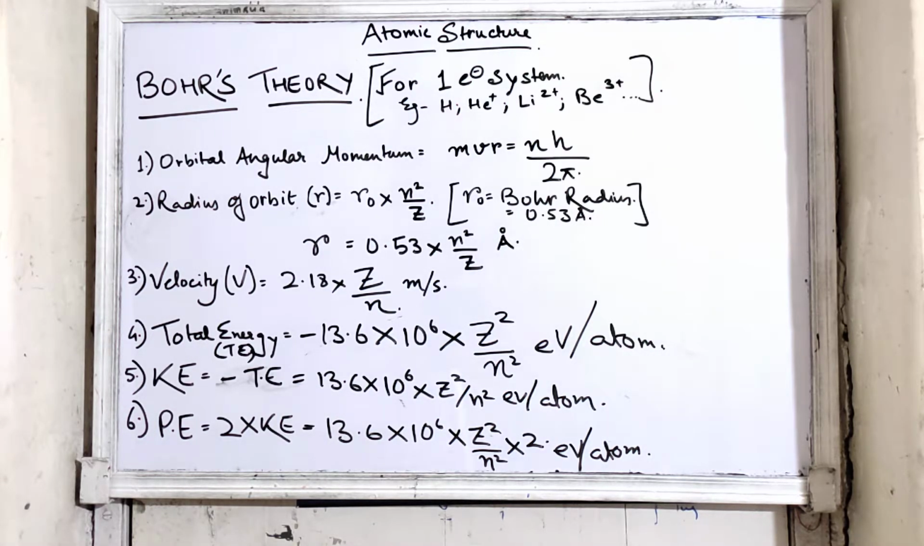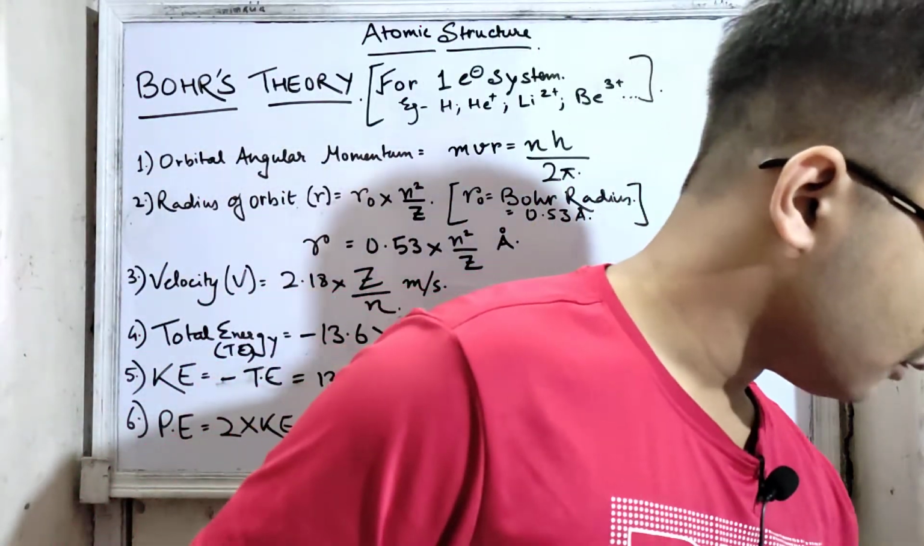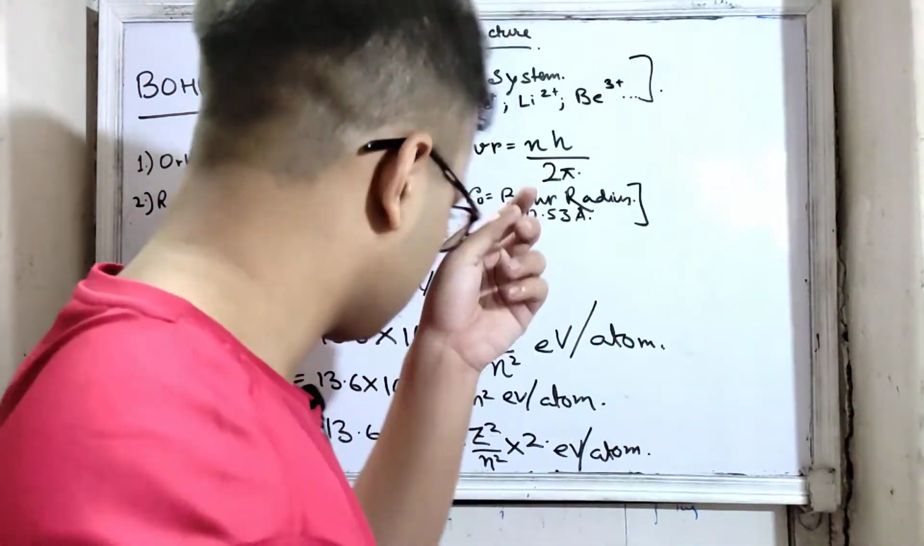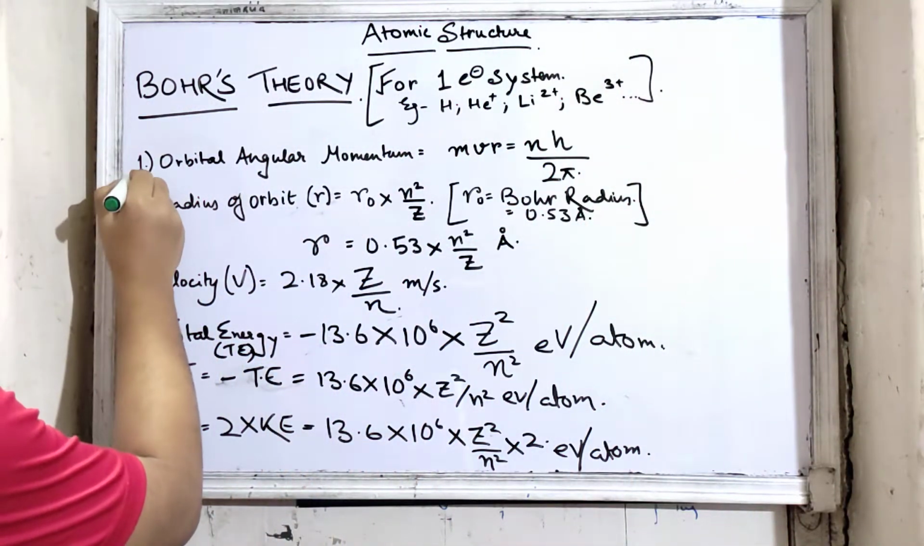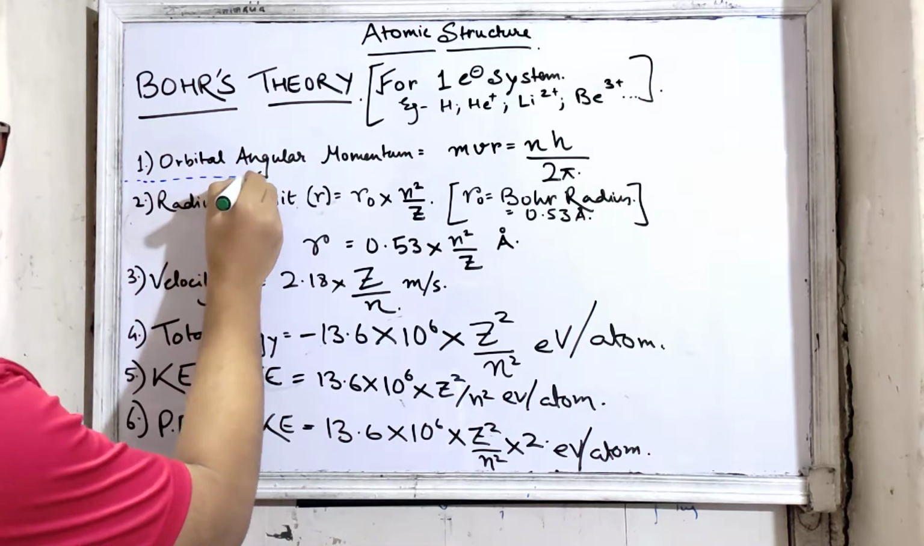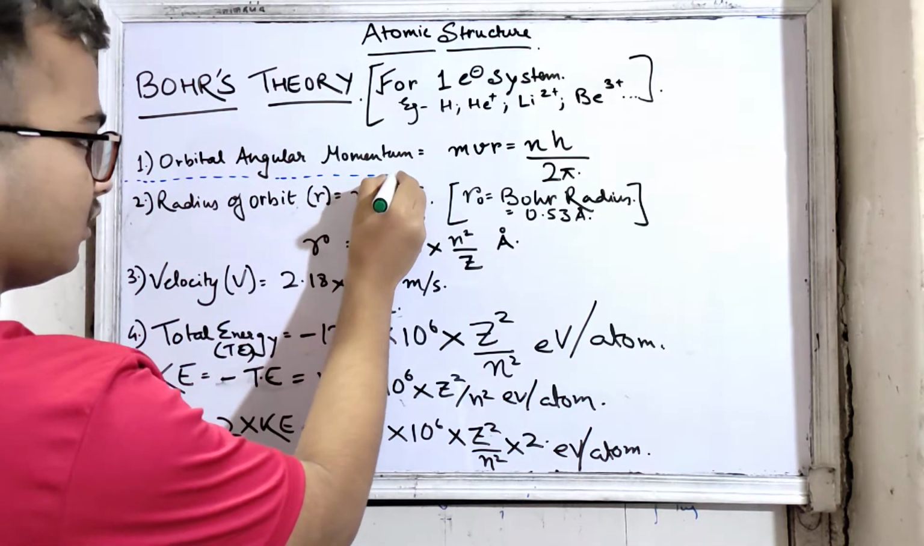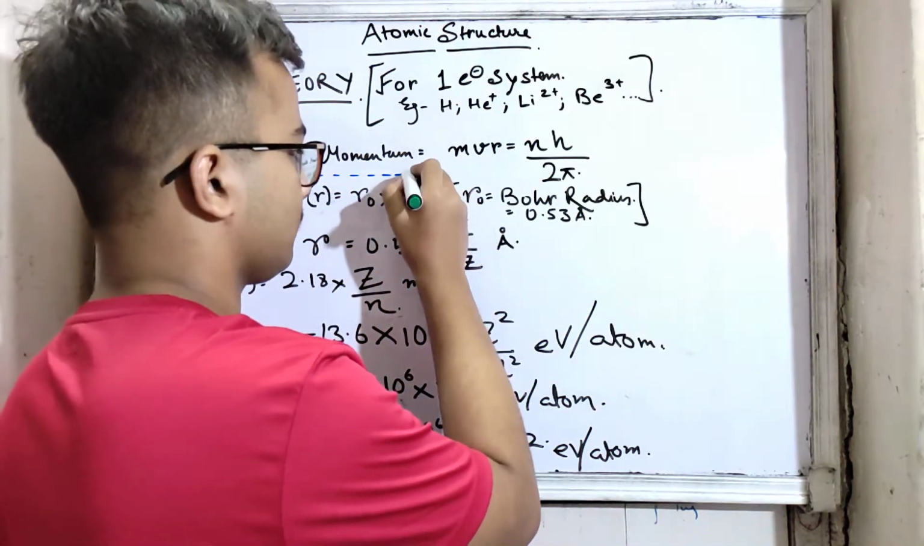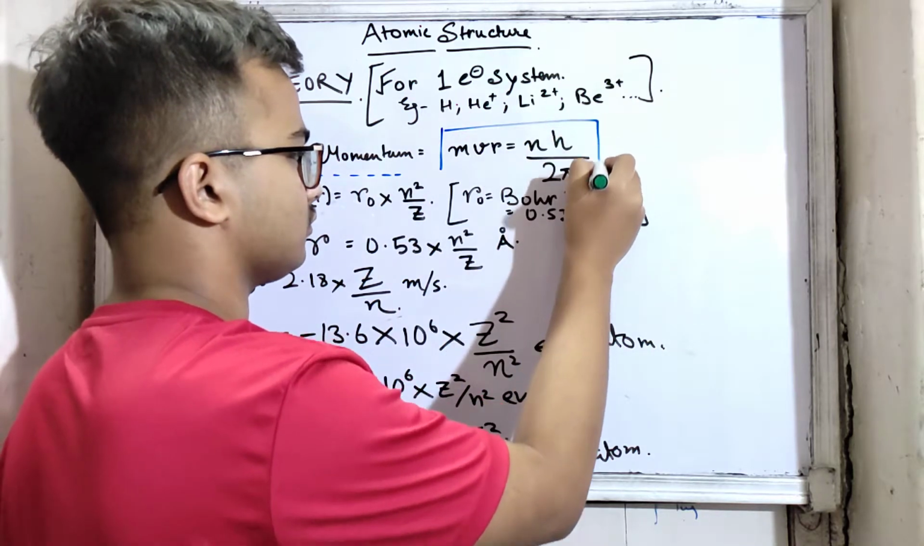All right, I have my pens. So what is the first thing we learnt? The first thing is the orbital angular momentum, which is mvr equal to nh by 2 pi. So let's box it out.